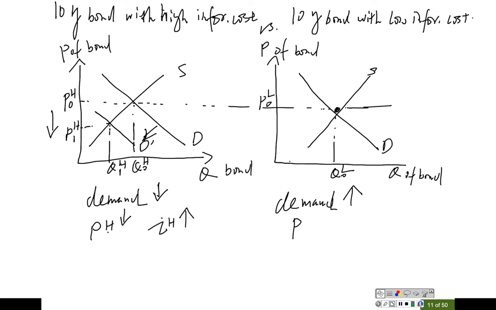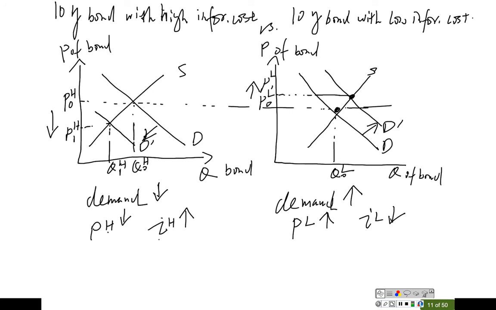In this case, because the bond demand curve will shift to the right, and using the new equilibrium point, we see the price go up. So which means the interest rate goes down.